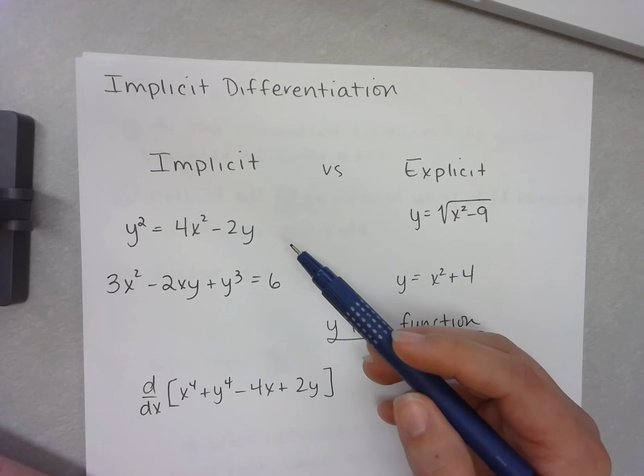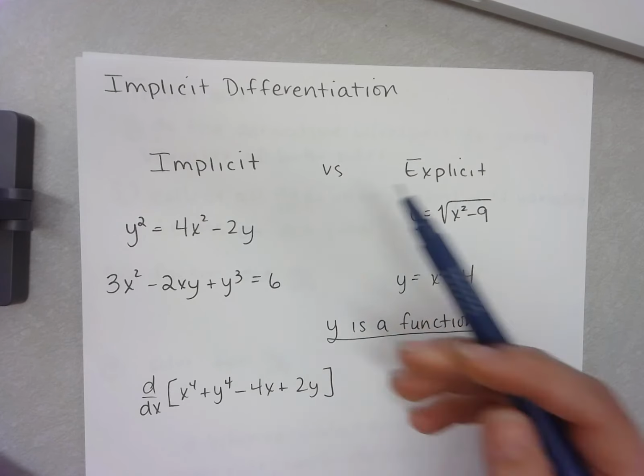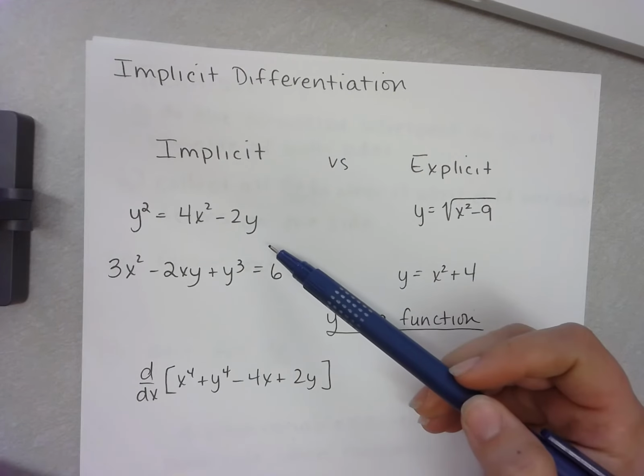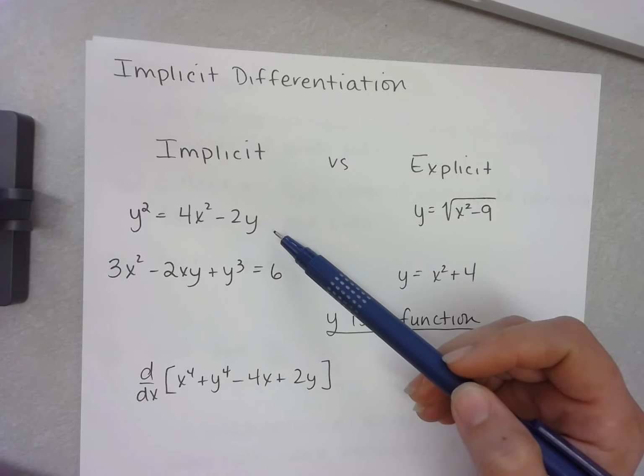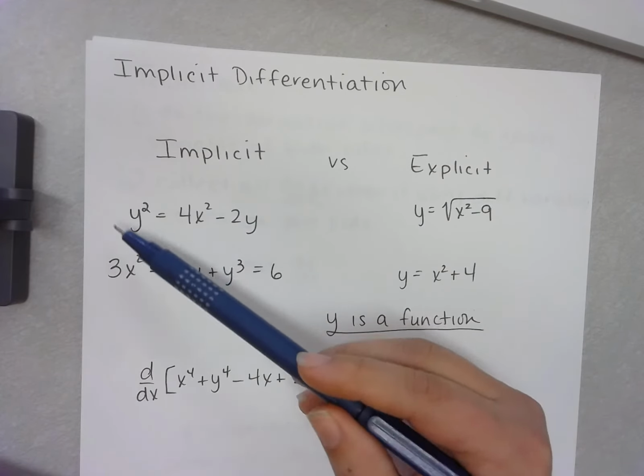Now, implicit differentiation actually allows us to differentiate things that aren't functions, okay? They don't have to be a function for us to find the instantaneous rate of change somewhere. We can still use a process called implicit differentiation, and we use it when we have equations that aren't explicitly solved for y.